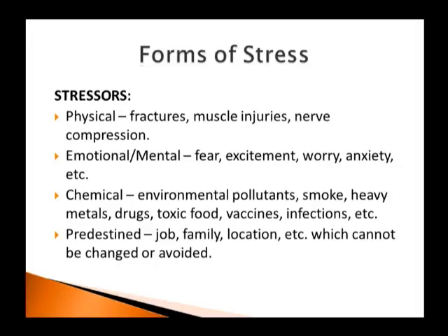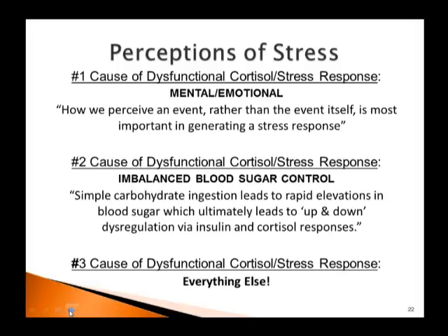Let's say, like here where it talks about job, family, location. Moving to a different location, although that might be an exciting thing, also brings stress. Getting a new job can be exciting and beneficial, but it can also be stress. And of course we have other factors: chemical, food, heavy metal, chemical, toxic food, vaccine reactions. These things are multifaceted and they can be cumulative and just have a chronic input into how our brain perceives stress and the output of these hormones that regulate cortisol production at the adrenal level.